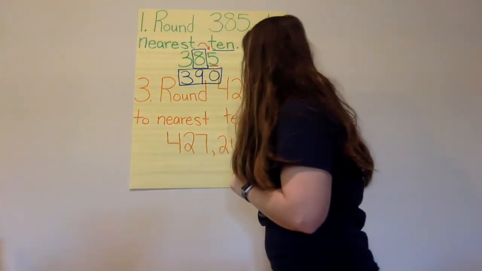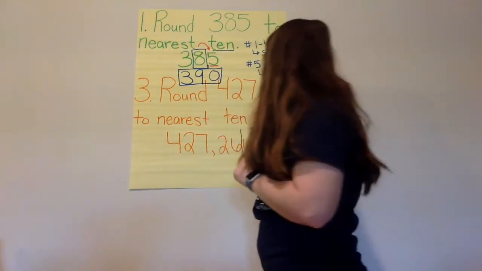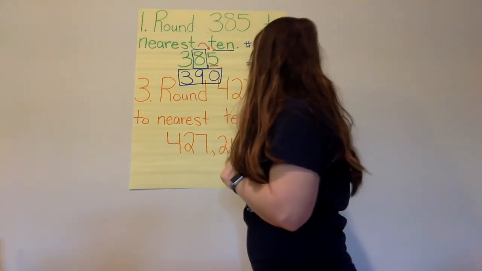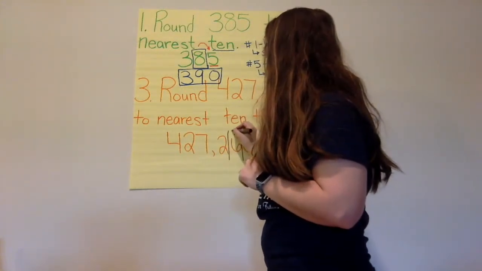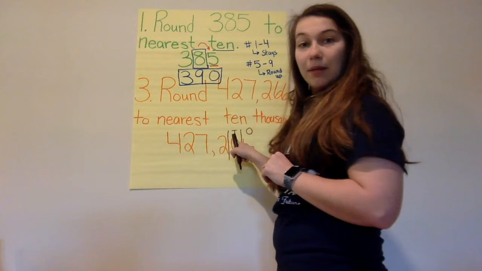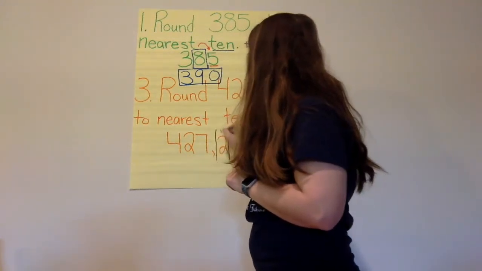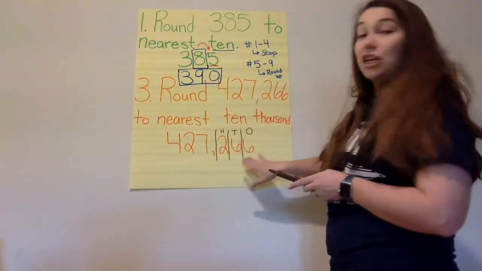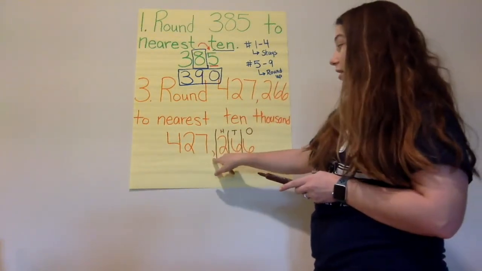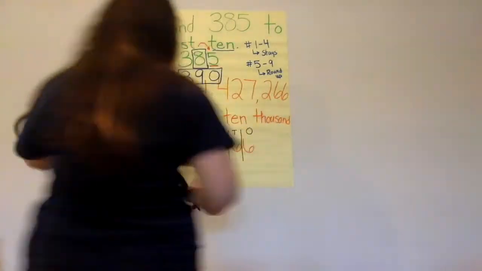I know that this first place is going to be my 1, so I'm going to label it with a 1. The second place is going to be my tens. I'm going to label it with a 10. My third place is going to be my hundreds, right? And that is the end of the units, okay?